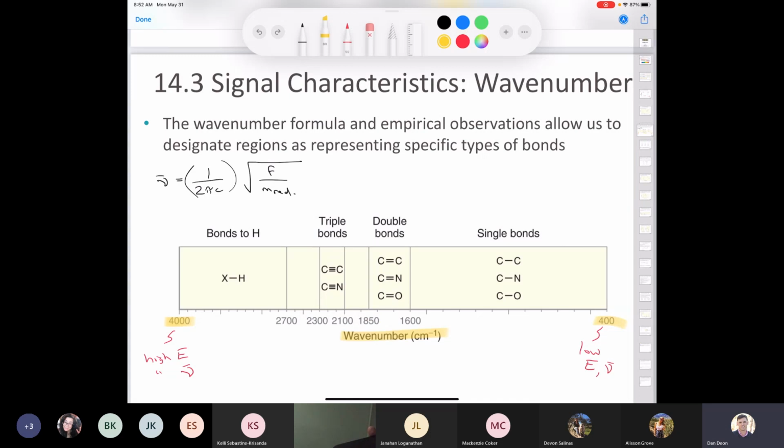Now, here's one that will throw you for a loop a little bit until you just think about it for a split second. If you look at bonds to hydrogen, you're like, well, come on, Mr. Dion. A hydrogen atom can only ever form one bond. You just told me that all the single bonds are down here. Okay? Why, pardon my language, would a bond to hydrogen absorb at such a high frequency? Why would the energy gap be so big? Why does the absorbance occur at such a high wave number?